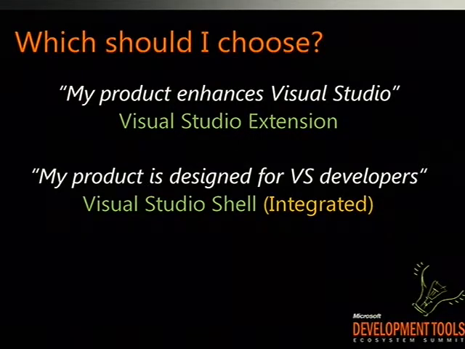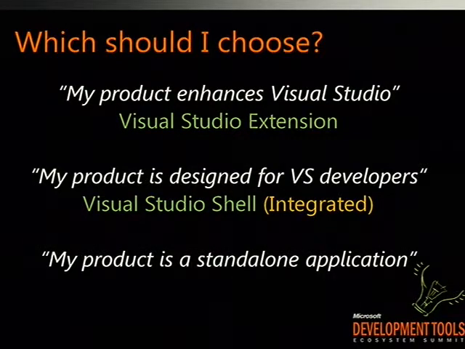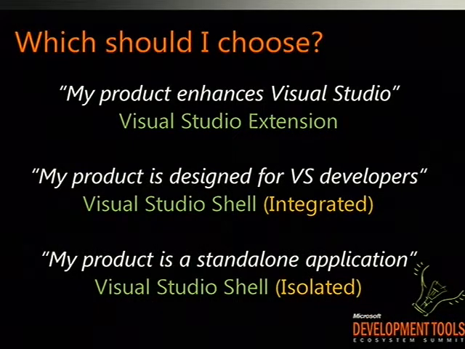The last scenario that we typically talk about is my product is a standalone application. Now, my product is a standalone application. I want it to have its own brand. I want it to be isolated from everything else that's on disk. And what we offer today for that is the Visual Studio isolated shell. So these are our three primary ways of using Visual Studio and building extensions for Visual Studio.